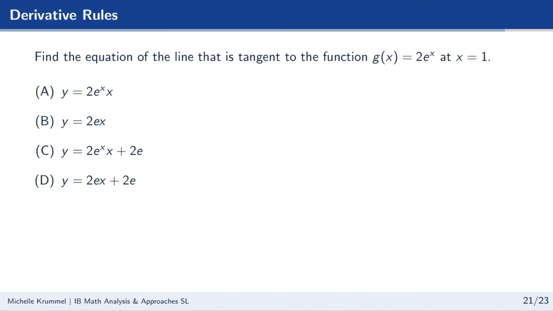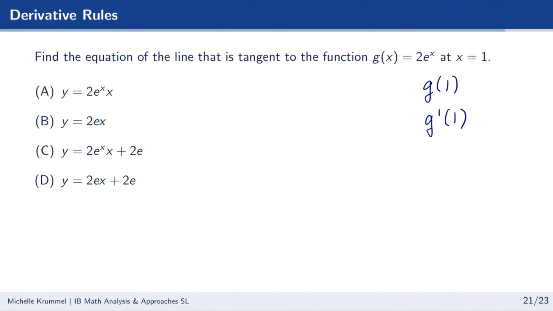And our last question, find the equation of the line that is tangent to g of x equals 2e to the x at x equals 1. So again, we need g of 1. We need g prime of 1. G of 1 is going to give us the point of tangency. G prime of 1 is going to give us the slope of the tangent line.